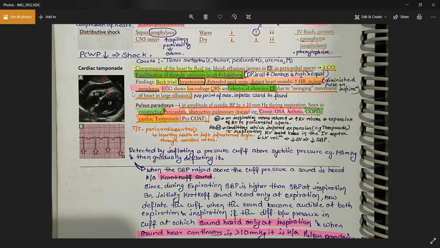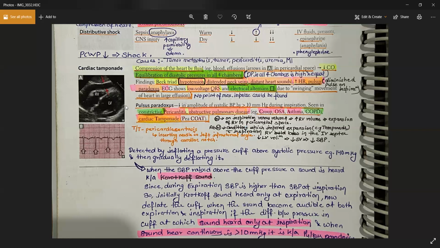What is pulsus paradoxus? It is a decrease in the amplitude of the systolic BP of more than 10 mm Hg with inspiration. Whenever you inspire, like I told you, the blood flow in the right heart will be increased and the blood flow in the left heart will be decreased. So during inspiration, because the cardiac output is slightly reduced, you will have a slight drop in blood pressure. When you expire, your blood pressure will again rise. The difference in systolic blood pressure is generally less than 10 mm Hg. But if you get a drop of more than 10 mm Hg in the blood pressure with inspiration, what you will get is pulsus paradoxus.